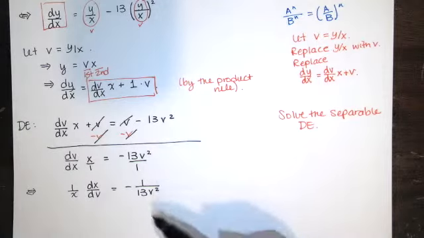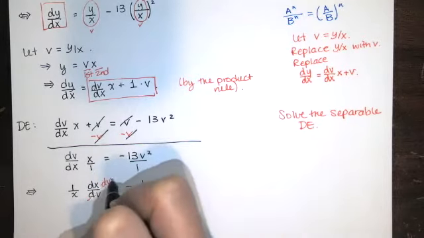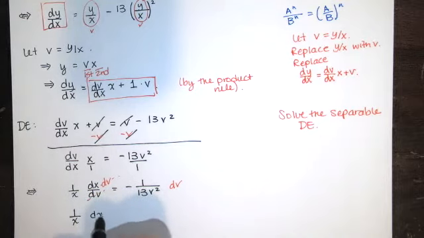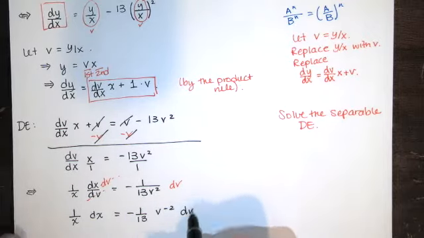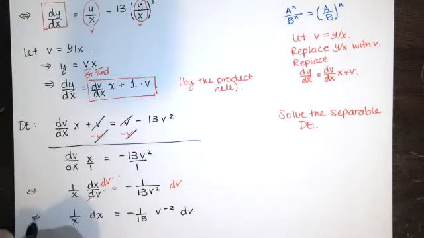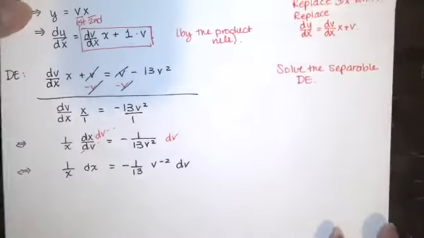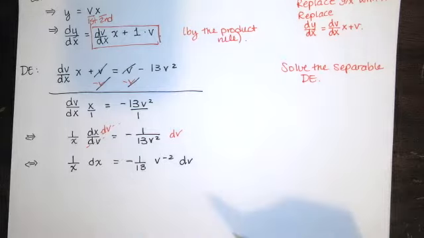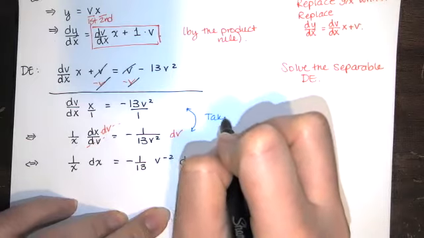Okay, and now we want all the v's over here, so we'll multiply both sides by dv. You can think of those as reducing. And I would factor out the negative 1/13 and bring up that v to the numerator and write it like that. So we got all the x's on one side and v's on the other, and we went from here to here by taking the reciprocal of both sides.